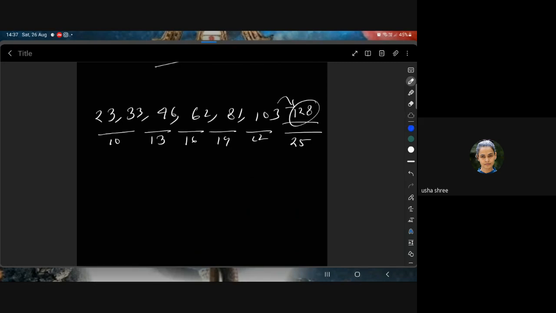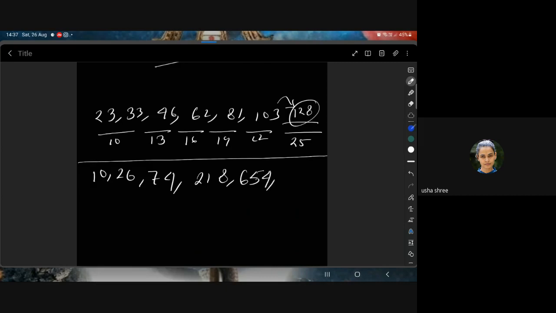Okay. One more problem is left. 10, 26, 74, 218, 654, 1946. What is the wrong number in the following sequence? 10, 26. Now try to create the next number using the first number.